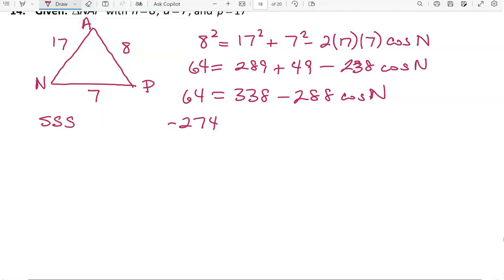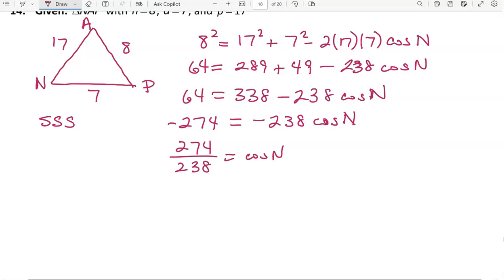And now I'm going to correct a typo. I brought down that step before. It was negative 238. Should have been negative 238 times the cosine of angle N. So when we subtract off 338, we get negative 274, and that equals negative 238 times the cosine of angle N. Let's divide. 274 divided by 238 is equal to the cosine of angle N.